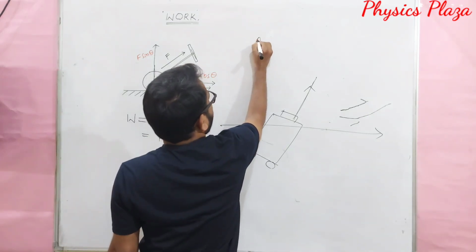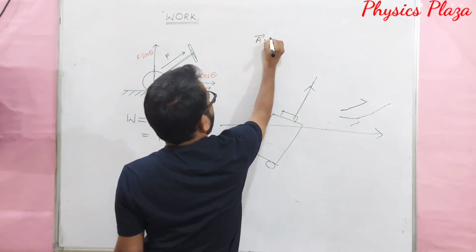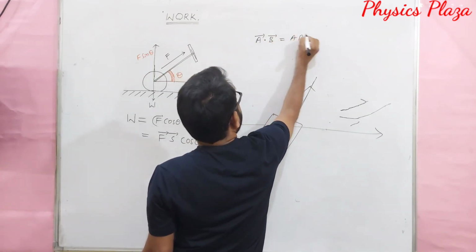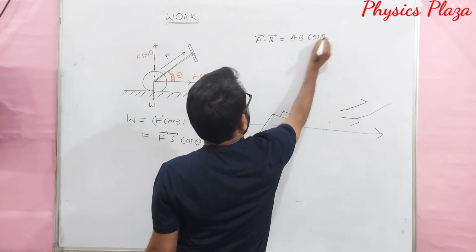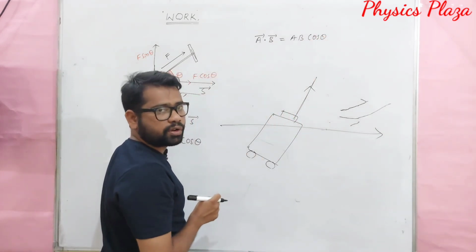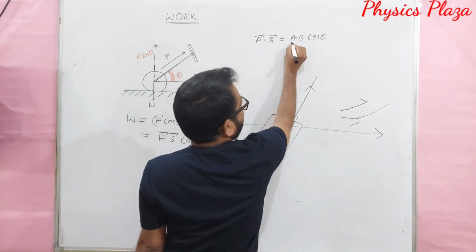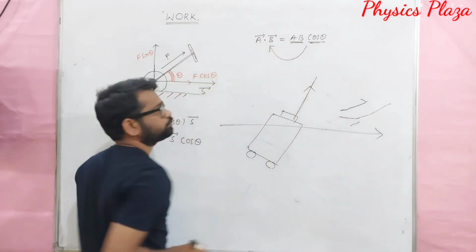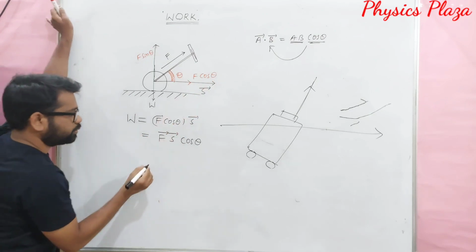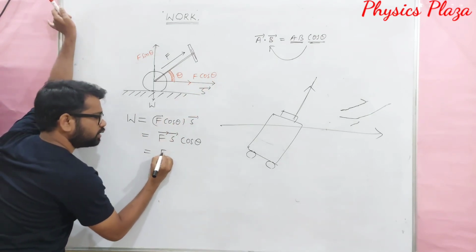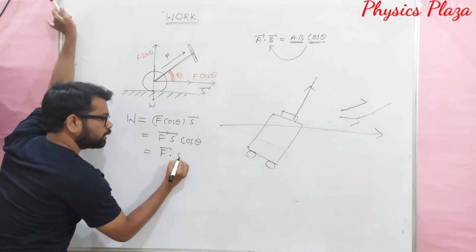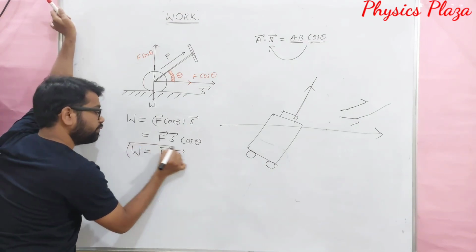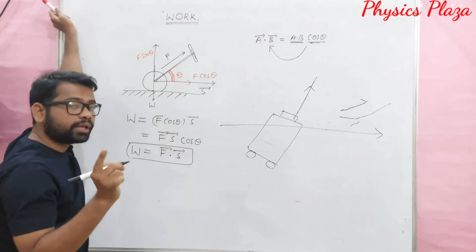Children, according to the concept of dot product, we have this formula. If A and B are two vectors, then A dot B is equal to A B cos theta, where A and B are the magnitudes, and here is cos theta. So according to that concept, this can be written here as F dot S. Children, remember that work is not actually F into S. It is very important. It is F dot S.